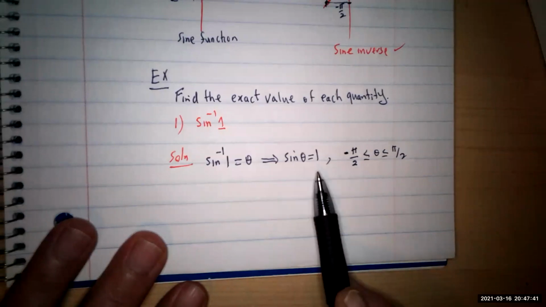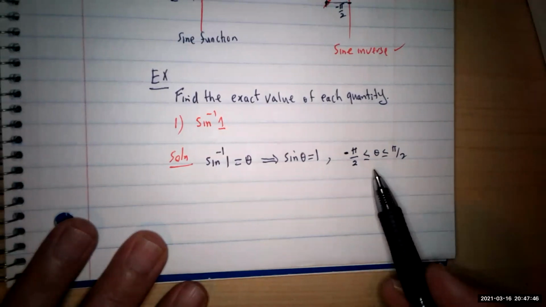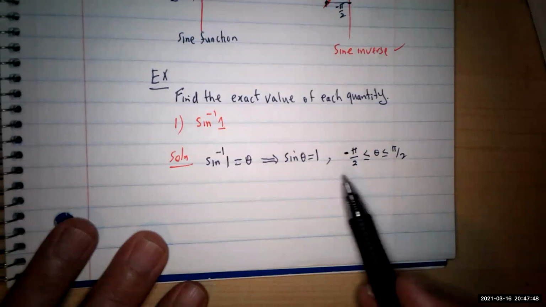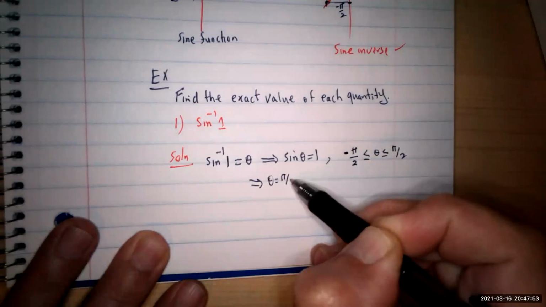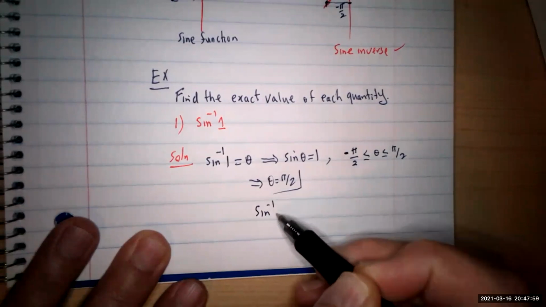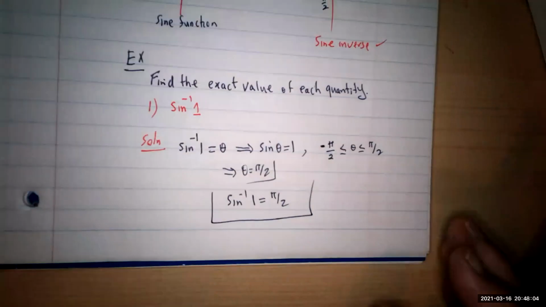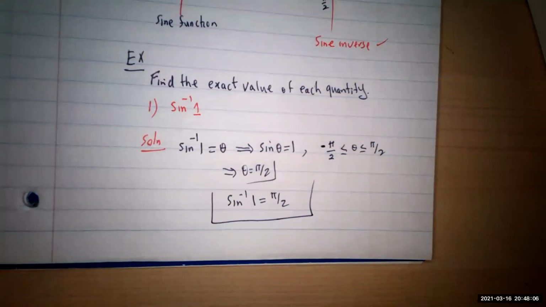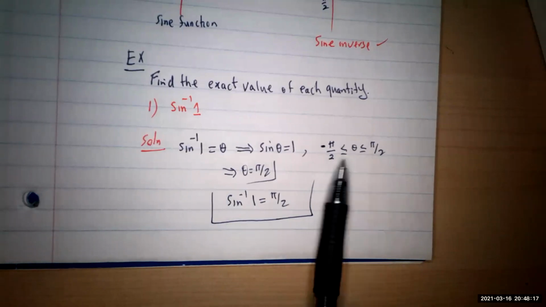You want to find an angle whose sine is 1. You know that angle is 90 degrees. So you go back and substitute. You say that the sine inverse of 1 is equal to pi half. This is how we do it. Any question? So sine inverse of 1 means find an angle whose sine is 1. That angle is 90 degrees, but you must make sure that you are in the given interval.